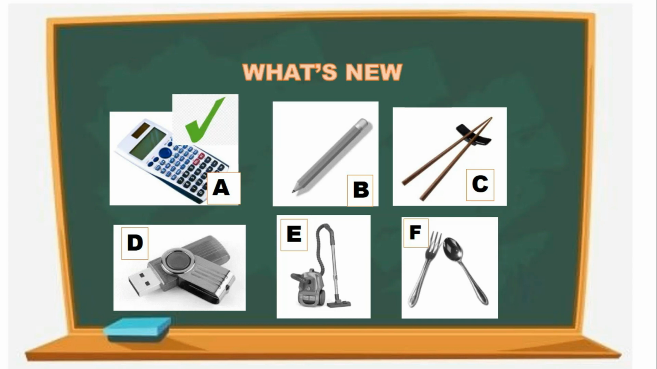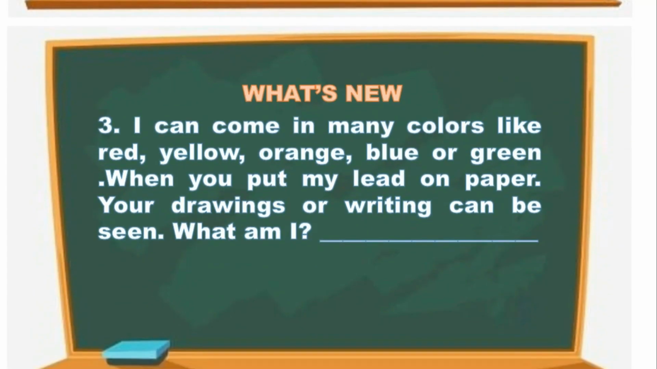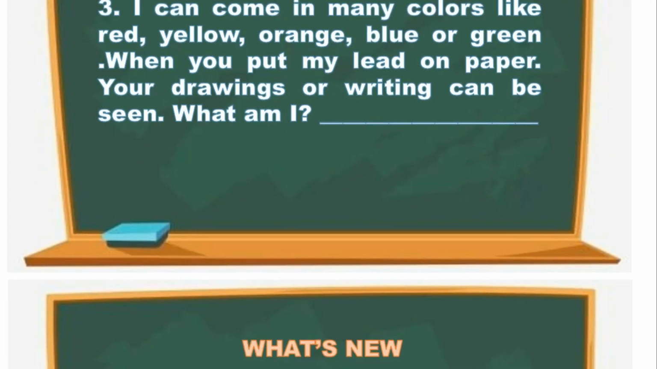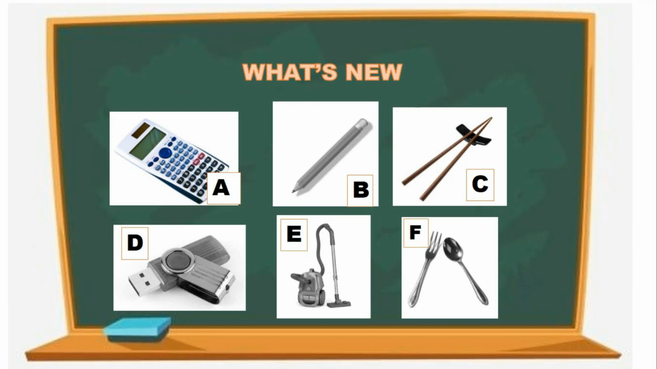The correct answer is letter A. Calculator. Number 3. I can come in many colors like red, yellow, orange, blue, or green. When you put my lid on paper, your drawings or writing can be seen. What am I? A. Calculator, B. Pencil, C. Chopstick, D. Flash drive, E. Vacuum cleaner, F. Fork and spoon.